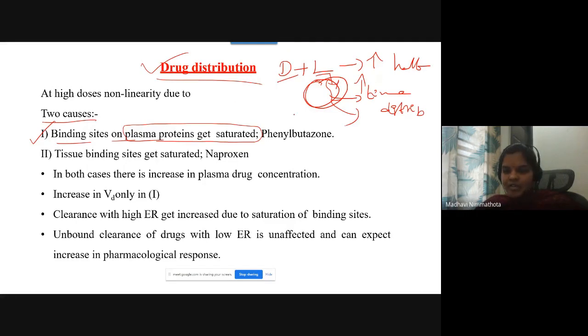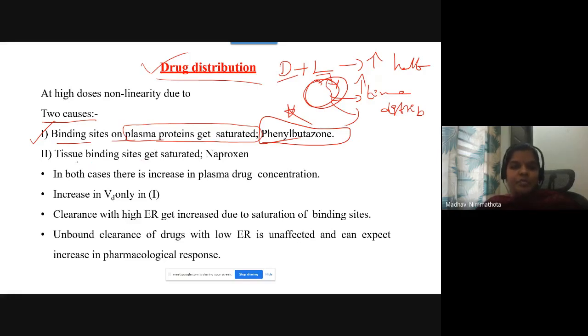The example for this case is phenylbutazone. Examples of the drugs are very important. Phenylbutazone. It is showing that the binding site of phenylbutazone on plasma proteins will get saturated. Because of that, there is a deviation from its distribution pathway.